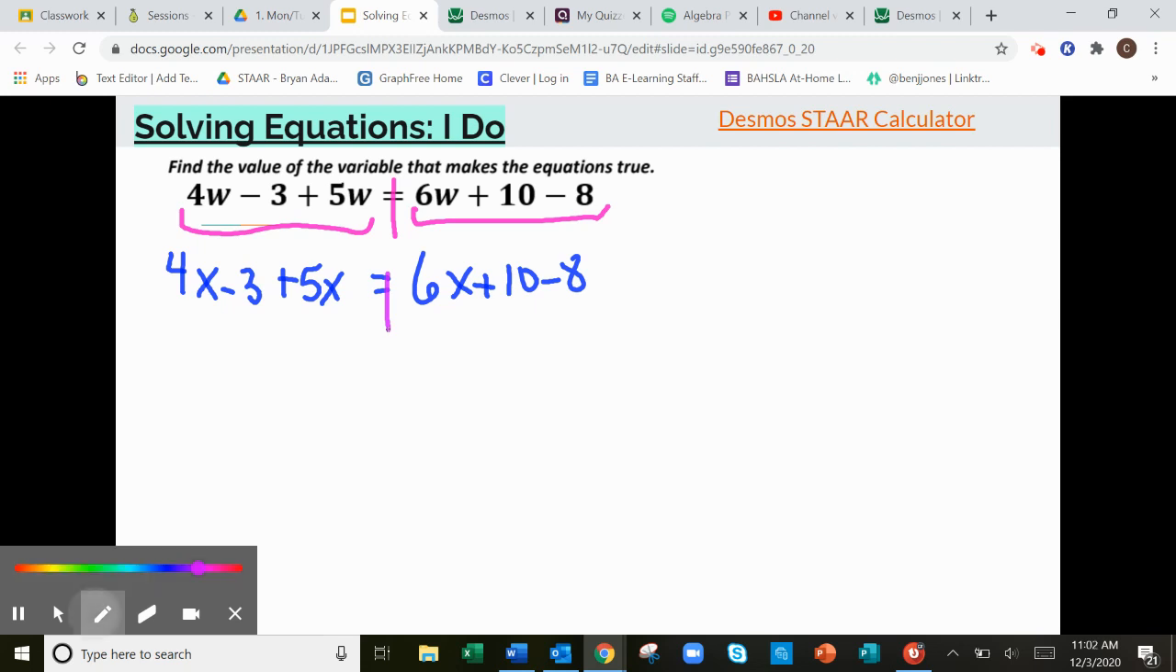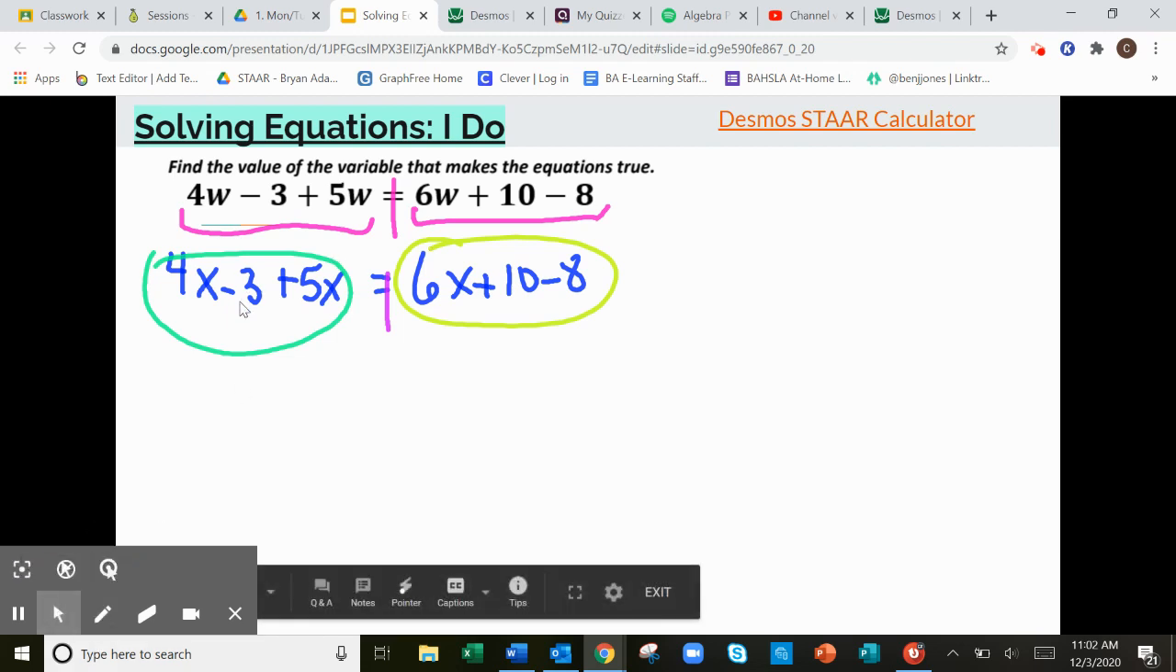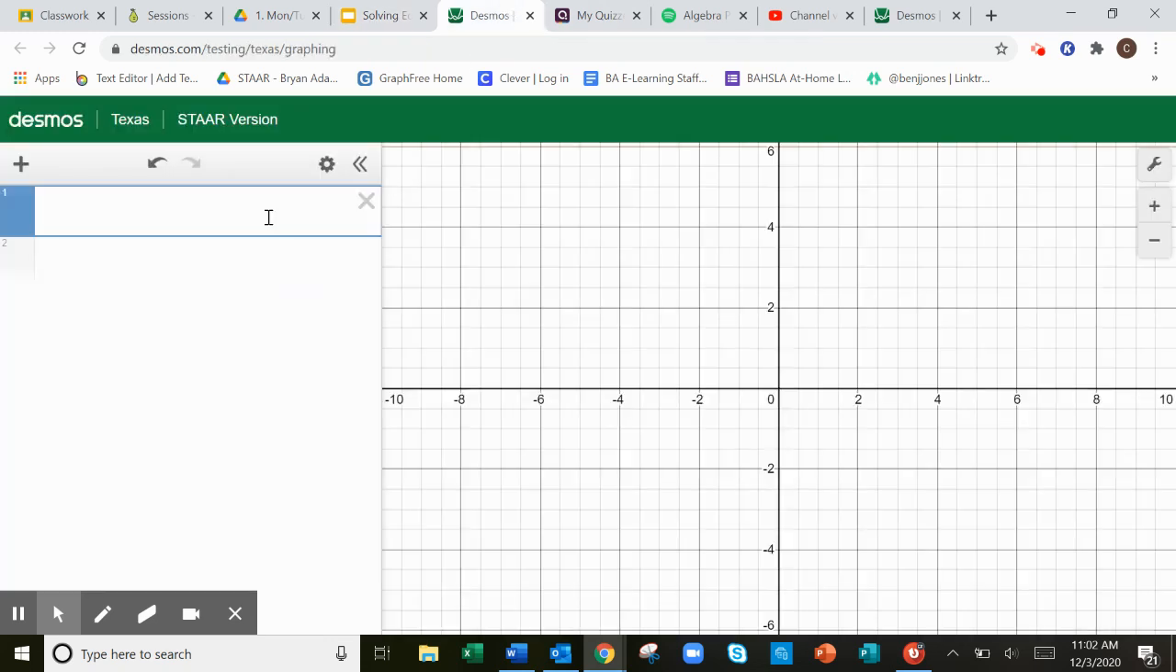So we're going to graph this, and we are going to graph this here. So we're going to separate them into two different things. All right, so we have 4x minus 3 plus 5x.